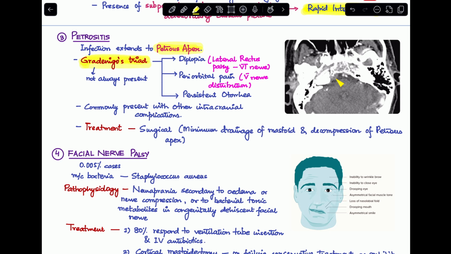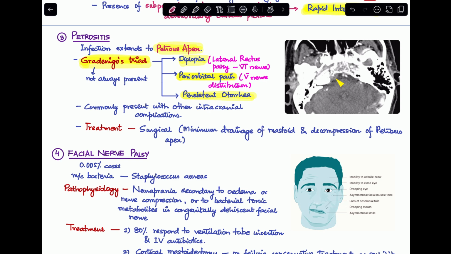And what are the three features of Gradenigo's triad? First is the presence of diplopia, which occurs due to lateral rectus palsy, which happens because of the involvement of the sixth nerve, which passes through the petrous apex. Second is the presence of periorbital pain due to trigeminal nerve involvement. And the third feature of the triad is persistent otorrhea.